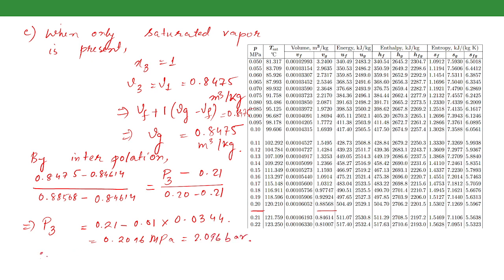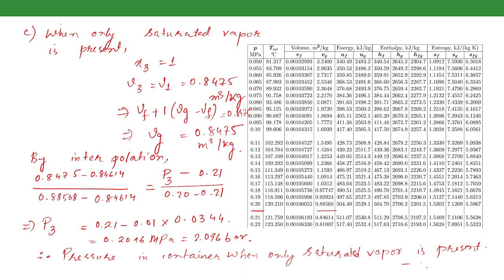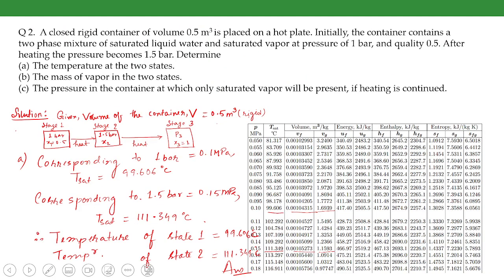Okay, therefore the final pressure in the container when only saturated vapor is present is this value, 2.096 bar. So we can say that due to heating, finally the pressure will increase from 1 bar to first 1.5 bar and then to 2.096 bar. Okay, when the entire water has converted to vapor. So I hope this is clear to everybody. If there is any doubt, you can ask.